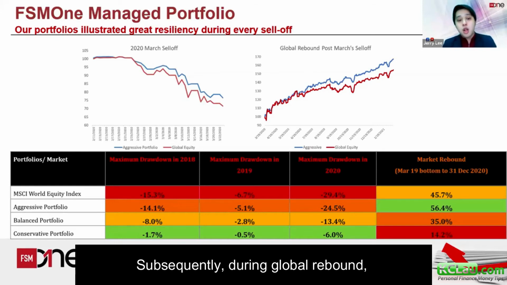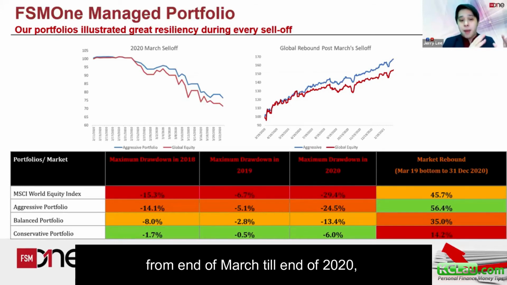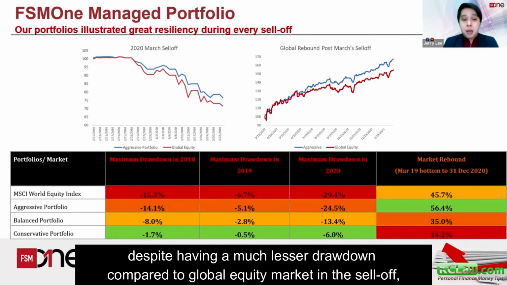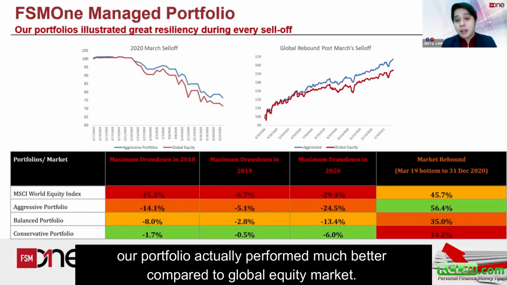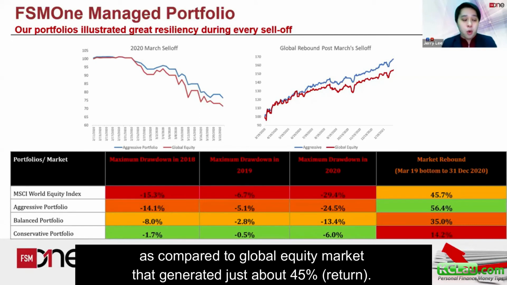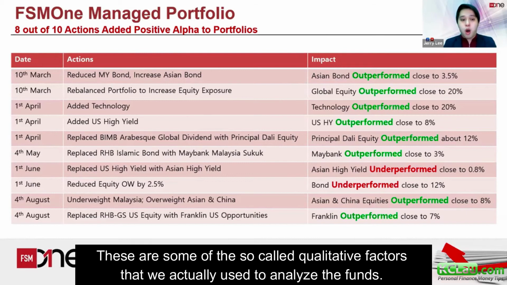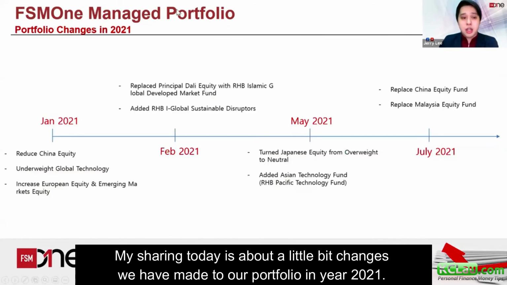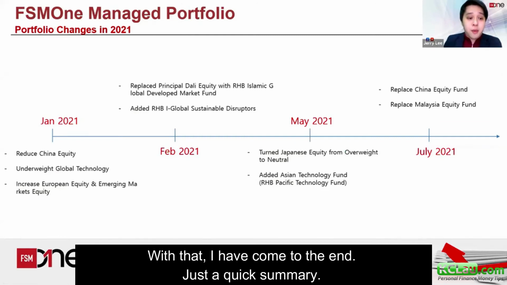But subsequently, during the global rebound from end of March until end of 2020, despite having a much smaller drawdown compared to the global equity market in the sell-off, our portfolio actually performed much better compared to global equity markets. As a whole, our portfolio generated about 56.4% as compared to the global equity market that generated just about 45%. So this is some of the so-called qualitative factors that we use to analyze the fund. My sharing today is just about a little bit of portfolio changes that we have made to our portfolio in the year of 2021.